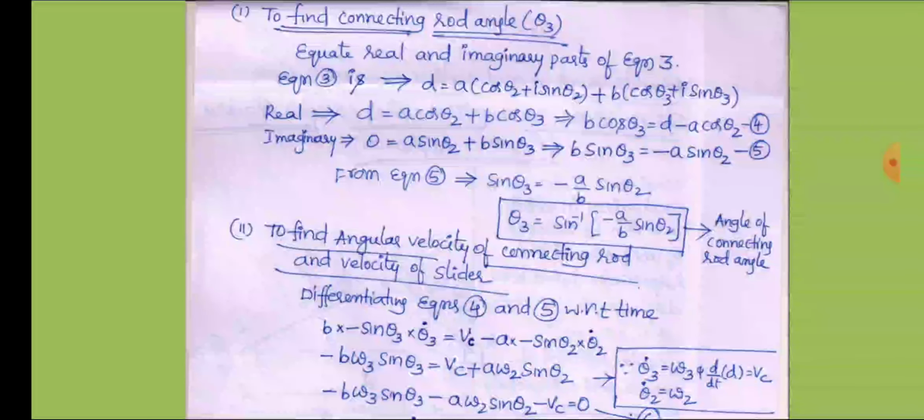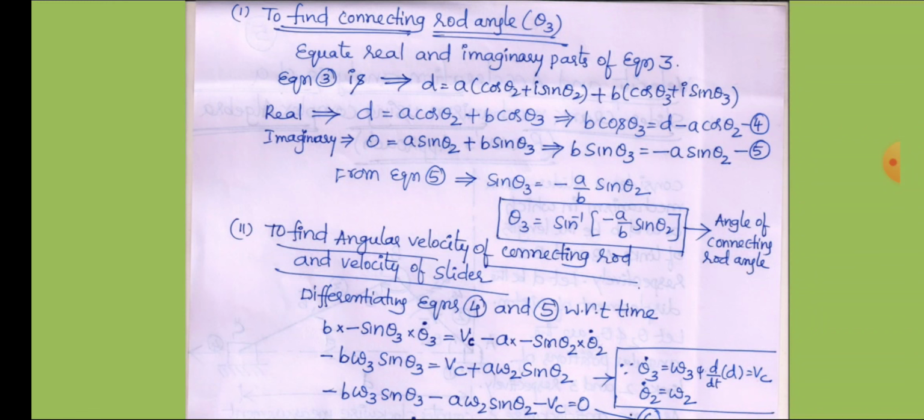So consider equation 3, again I wrote it here: d is equal to a of cos theta 2 plus I sin theta 2 plus b of cos theta 3 plus I sin theta 3. By equating the real and imaginary parts of equation 3, one can find the angle of the connecting rod. What is the angle of the connecting rod? Theta 3. So first you have to find the angles. Theta 2 is known, theta 1 I told is 0, but I don't know theta 3. Therefore first I begin by finding theta 3.